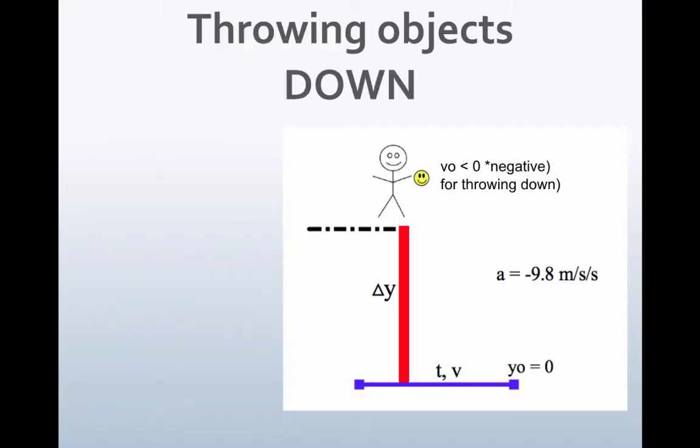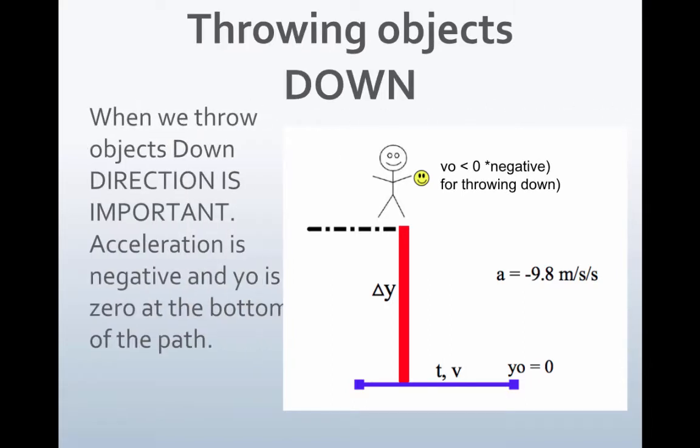When you go to throw objects down, direction is so important. Acceleration is negative and y naught is 0 at the bottom of the path. So notice that your v naught is less than 0. It's a negative number for throwing objects down.